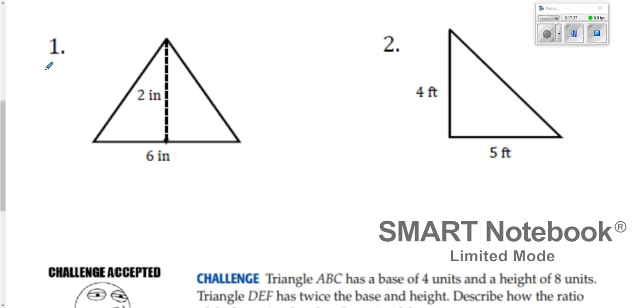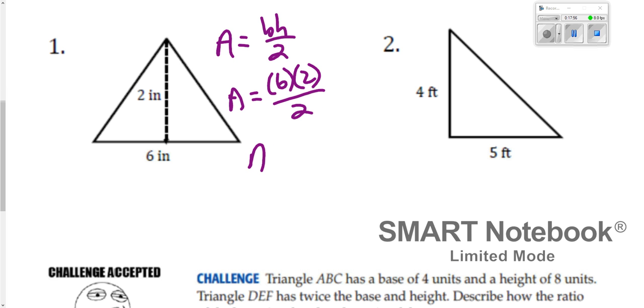All right, here's 2 triangles to find the area of. The area formula for a triangle is base times height divided by 2. Again, notice that the height is a line that goes straight up and down, not the slanted side. So 6 times 2 divided by 2. So I can either do the 6 times 2 first, get 12, then divide it by 2, or I can see that, well, there's a 2 on the top and a 2 on the bottom, so they cancel each other out, and I'm left with 6 square inches.